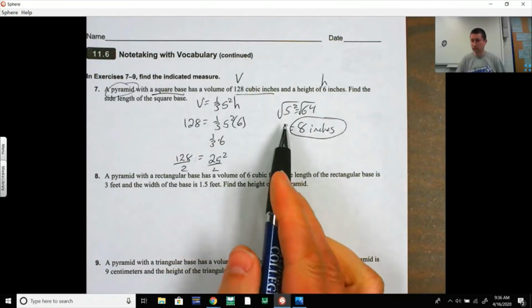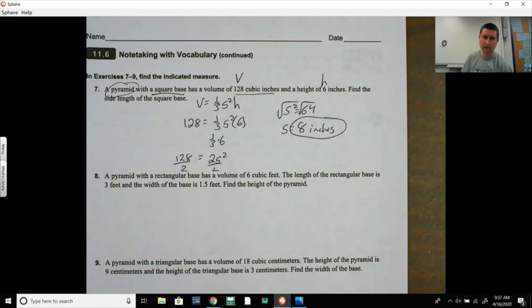Technically in algebra, you get plus or minus 8 out of that, but we're going to throw the minus out. That'd be an extraneous root, because you won't have a negative dimension.